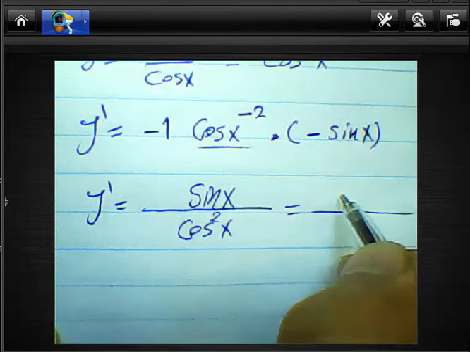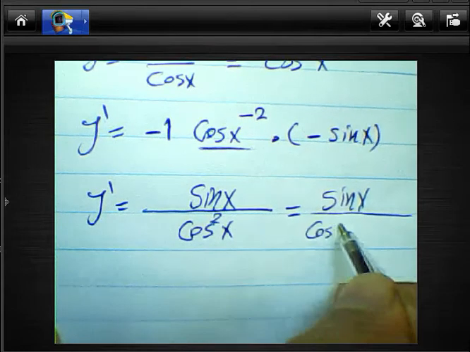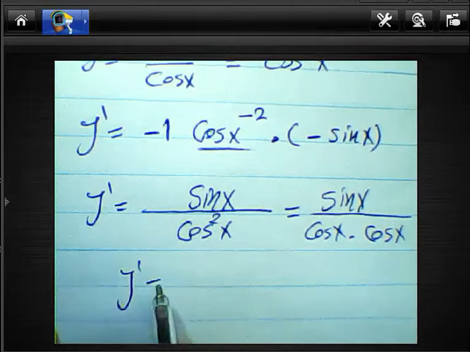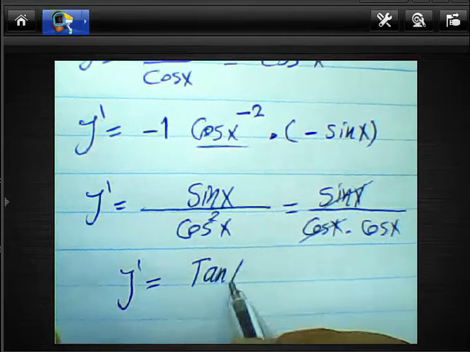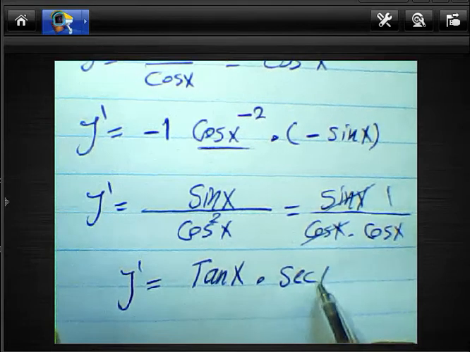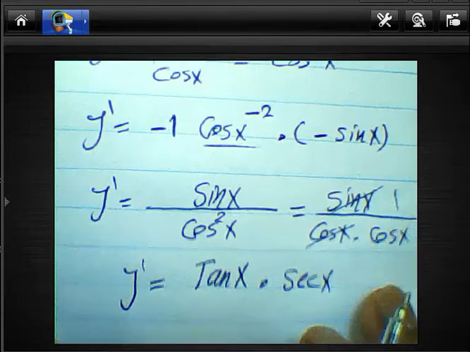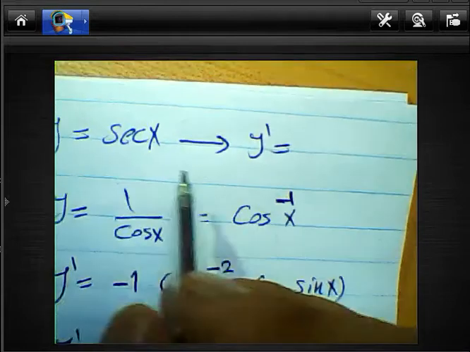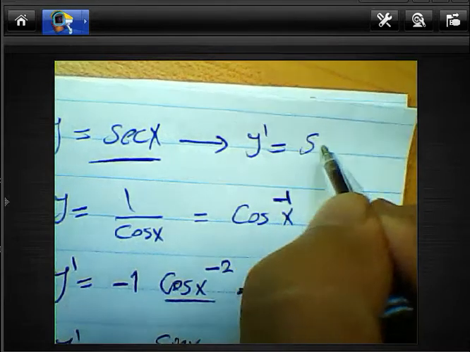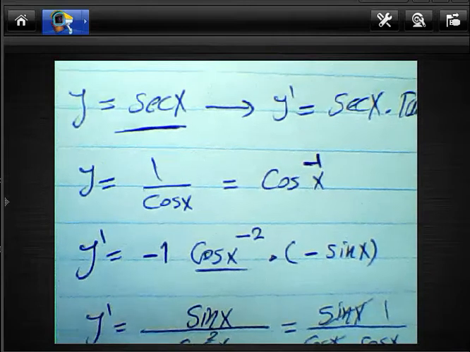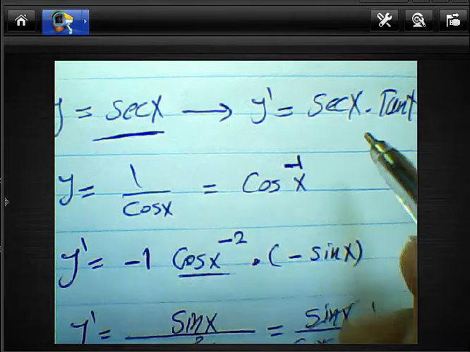So we can simplify it: sine x over cosine x dot cosine x. We know sine over cosine equals tan. Then y dash equals tan x dot 1 over cosine x. It will be what? 1 over cosine will be sec x. Then the derivative of the function sec will be sec tan. Okay, you must keep this derivative in your mind.